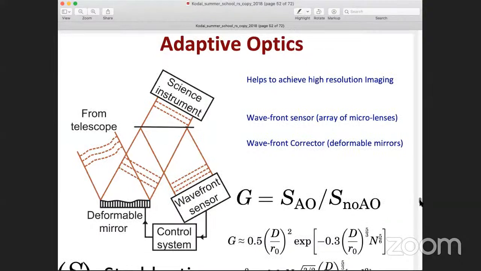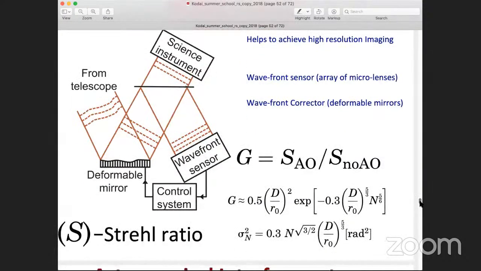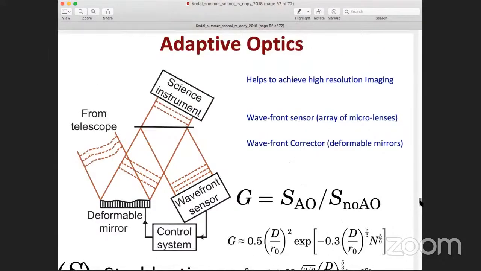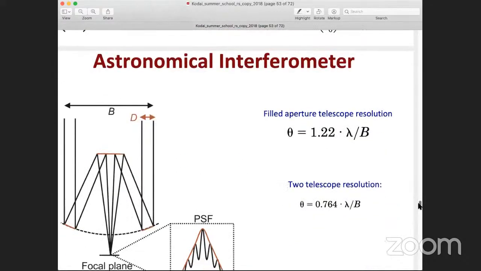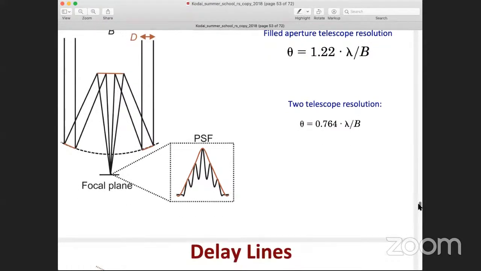In recent days we have a technique called adaptive optics, which helps us overcome the effect of the atmosphere and produce high resolution diffraction limited imaging. It contains a wavefront sensor, which is an array of micro lenses in most cases, and a wavefront corrector, which is basically a deformable mirror. I will skip the whole interferometer part because it will take long.